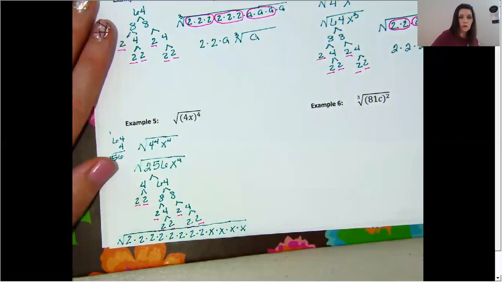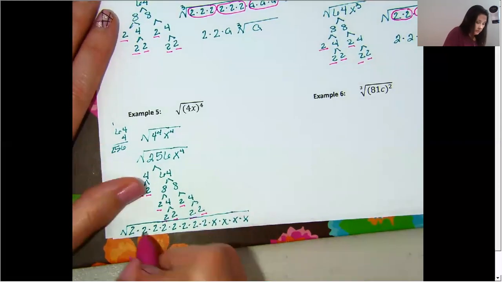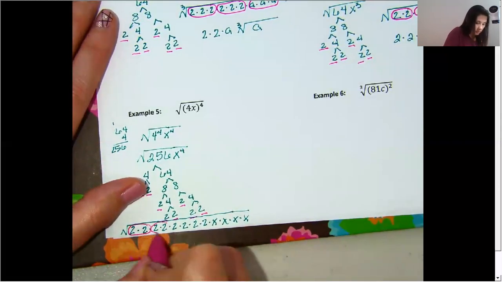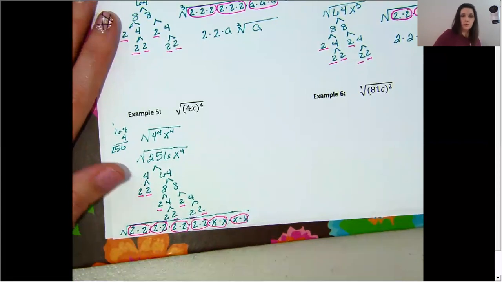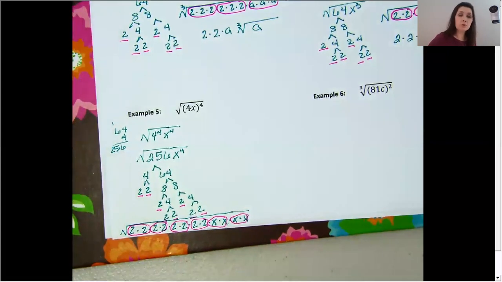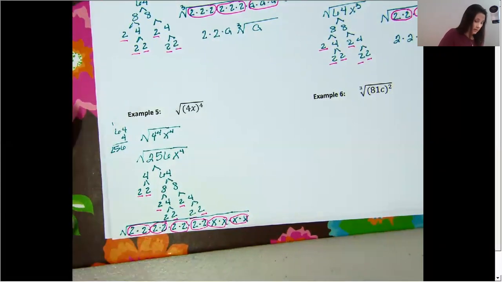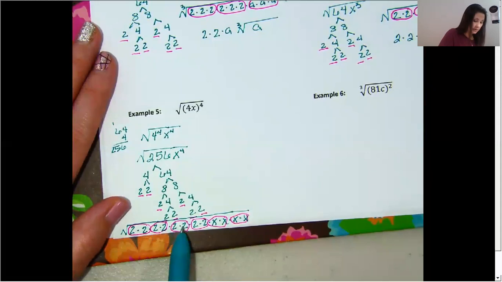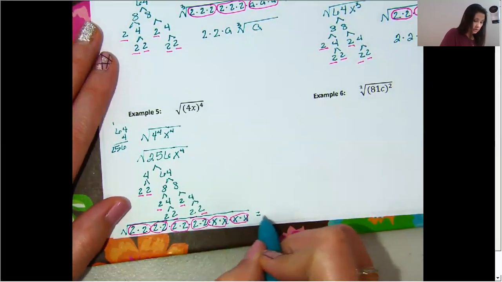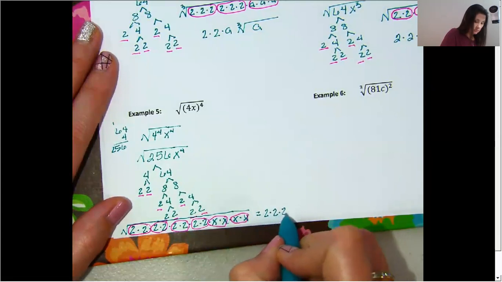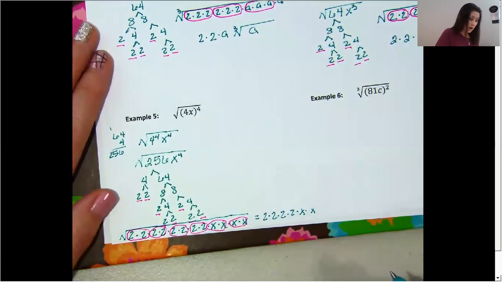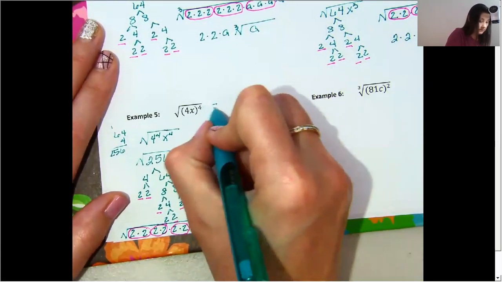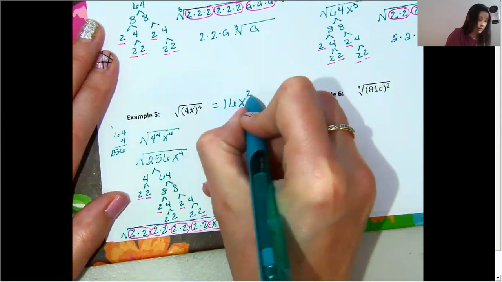Okay, so now I'm going to circle my groups of two. So I have a group of two, a group of two. Oh, look, everything groups up. So anytime you have all terms that group up, you're actually getting rid of your square root symbol. So I end up with 2 times 2 times 2 times 2, which is x times x. So 2 times 2 is 4, times 2 is 8, times 2 is 16. So my final answer is 16x squared.